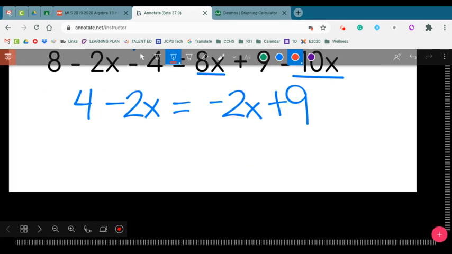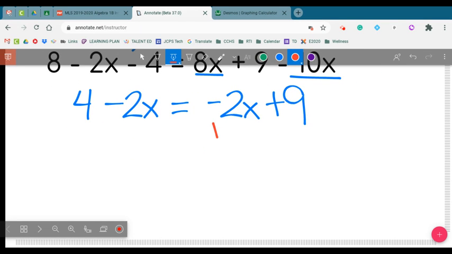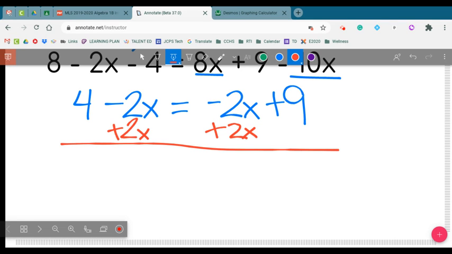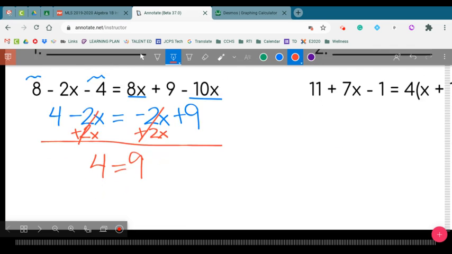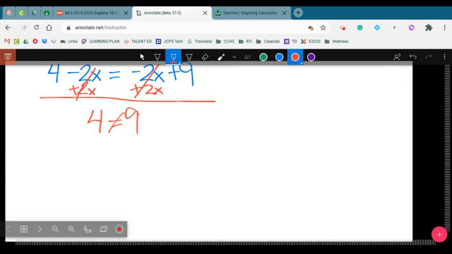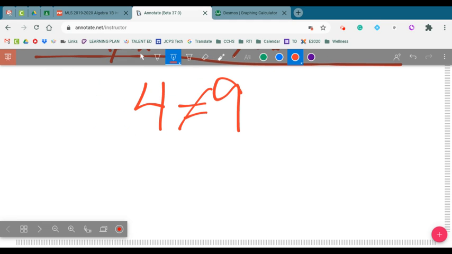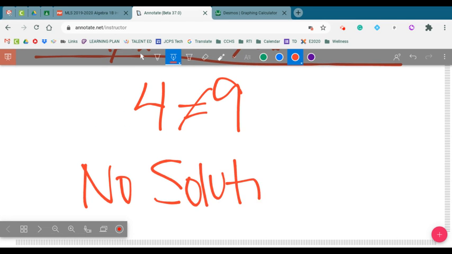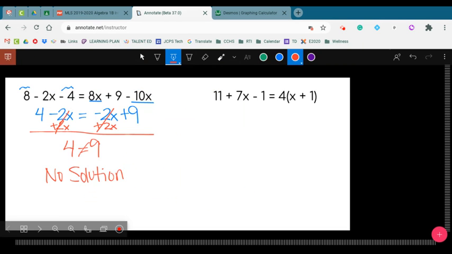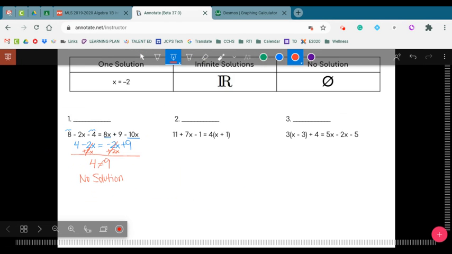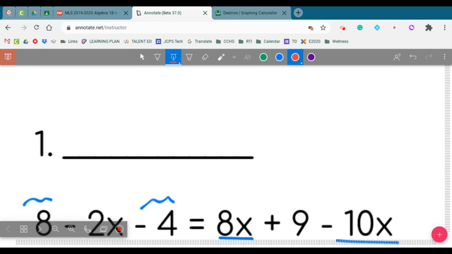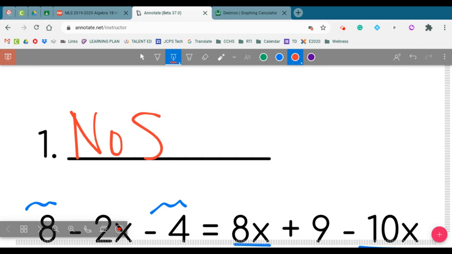Now my next step is I'm going to move my variable to the left side. So I'm going to do the opposite. I'm going to add it. Now, negative 2x and positive 2x is going to cancel. It's also going to cancel on this side. So I'm left with 4 equals 9. Now, I want you to think, does 4 equal 9? No. So if you have a problem and you cancel out your variable and your sides don't equal each other, this will be no solution. So this one would be, I wrote it in both places, no solution.